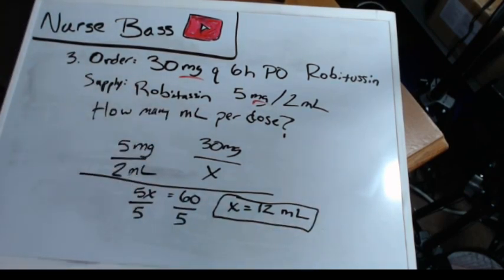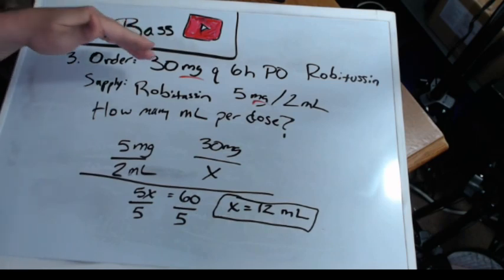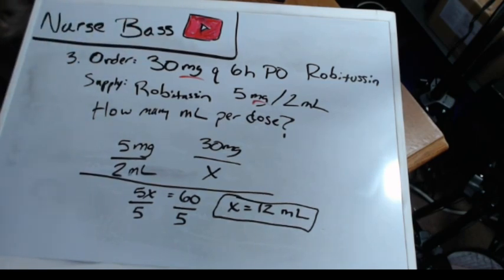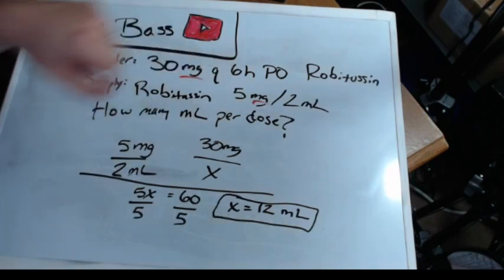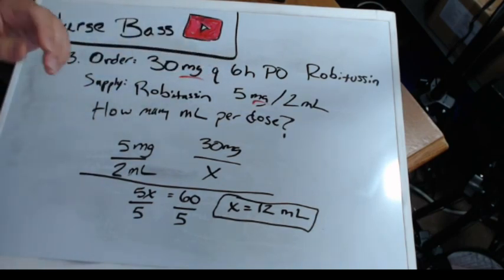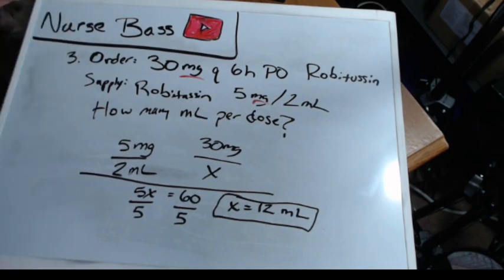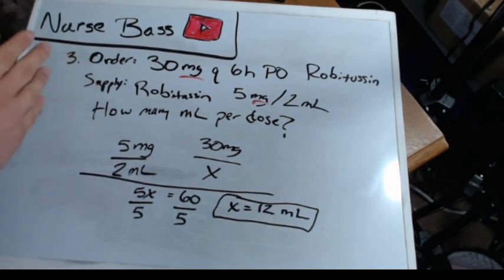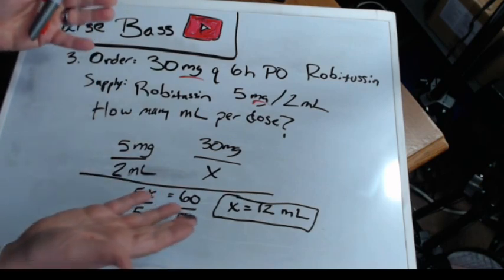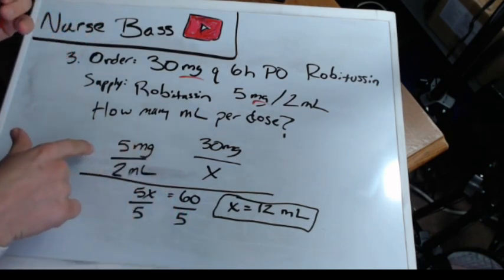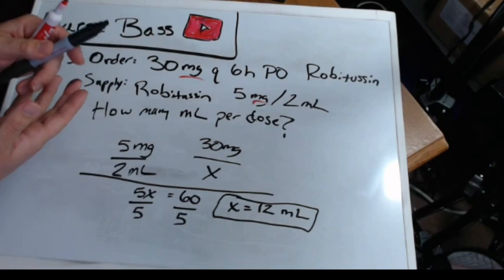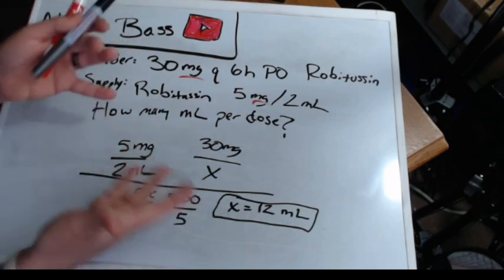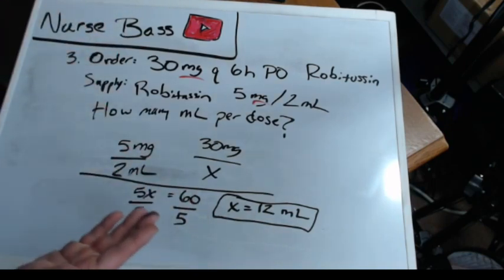This is per dose, right? So I hope that that made sense right there, okay? The order is 30 milligrams every 6 hours. We're given 5 milligrams in 2 milliliters. So whenever you're looking at these math questions, the reason why a lot of people like math is because math is simple. There's not a lot of rationale behind it. It's simply knowing how to plug numbers into a formula, if you will, and coming up with an answer.